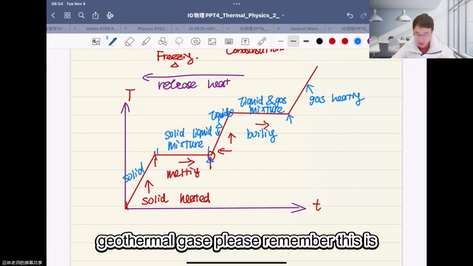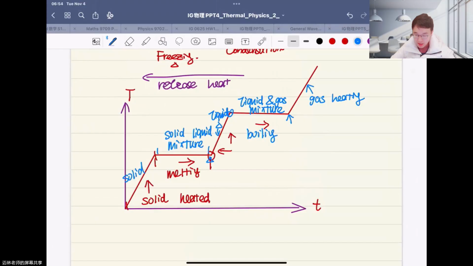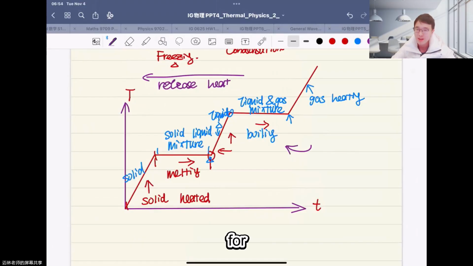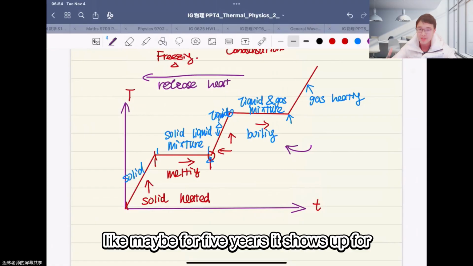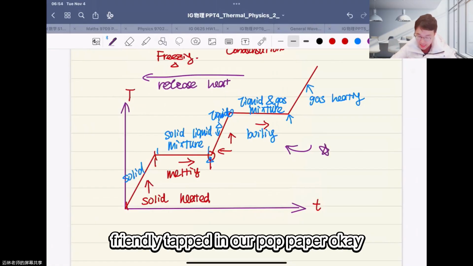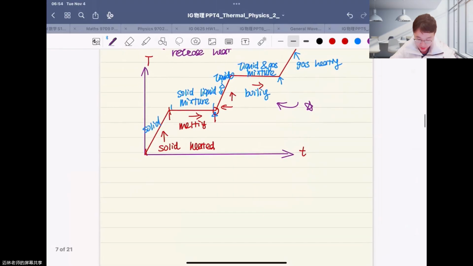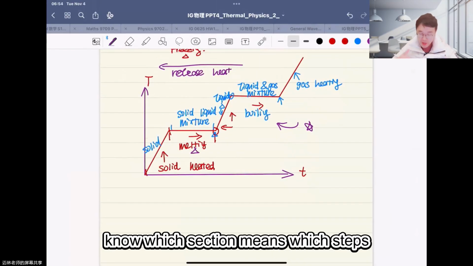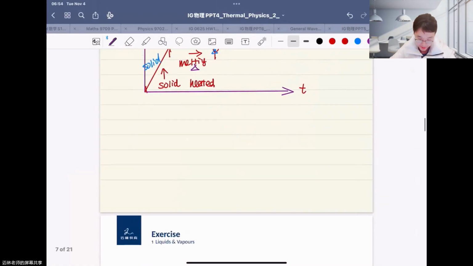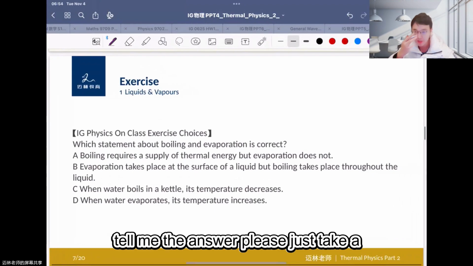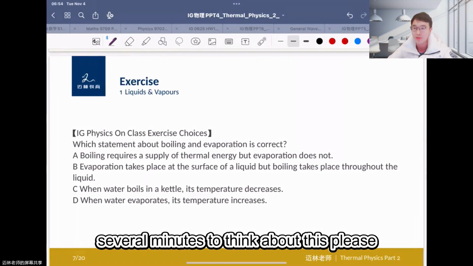Please remember this graph. It's very important, and it shows up in IGCSE past papers, for maybe 5 years, it shows up about 3 or 4 times. Okay, it's very frequently tested in our past papers. So this figure is also very important to remember, to know which section means which steps. They're very important. Okay, so maybe you can find this problem. Can you tell me the answer, please? Just take several minutes to think about this, please.